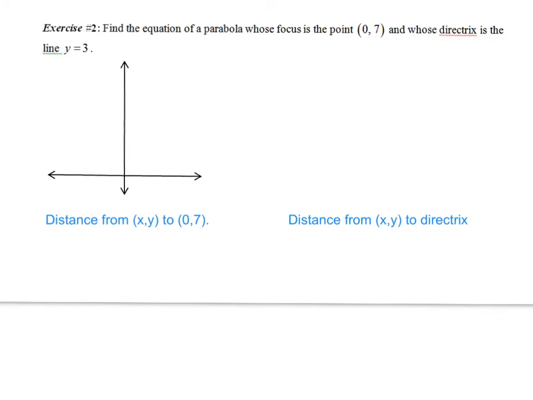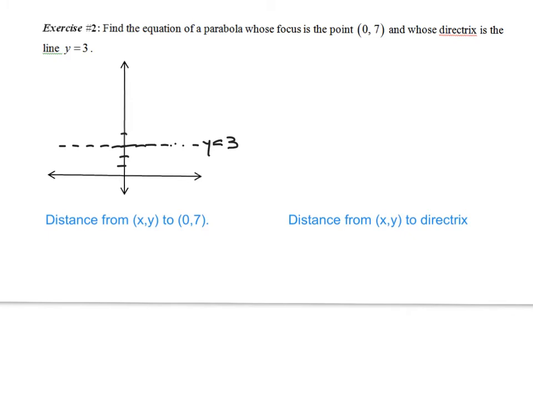Let's go ahead and try exercise number 2, where we want to find the equation of a parabola whose focus is the point (0, 7), and whose directrix is the line y equals 3. So first of all, you can see that sometimes the directrix will be a horizontal or in fact a vertical line, and it doesn't have to be the x-axis or the y-axis. So I'm going to draw this in and I'm going to say, okay, I've got 1, 2, 3. Here is my horizontal line that is forming the directrix y equals 3.